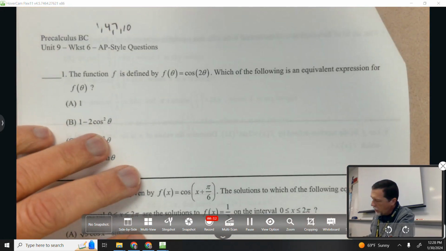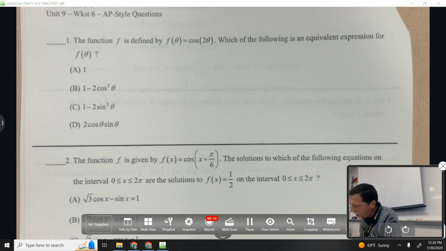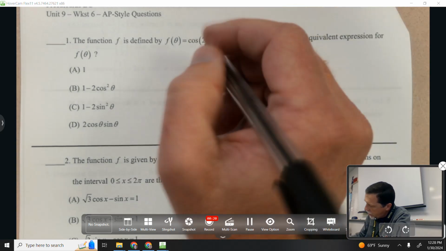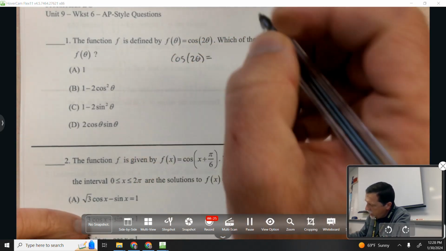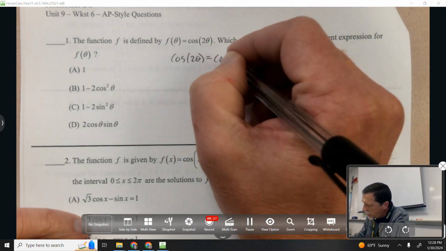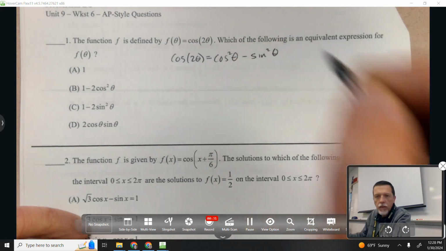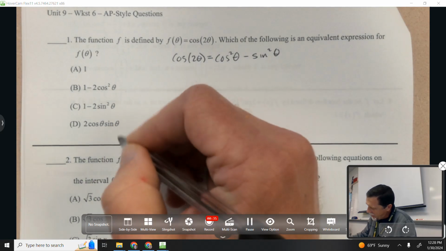So, here we go. Function f is defined by f of theta equals cosine of 2 theta. Which of the following is an equivalent expression for f of theta? So, cosine of 2 theta. I remember that cosine of 2 theta is cosine squared minus sine squared. That's my first go, but that's not one of my answer choices.